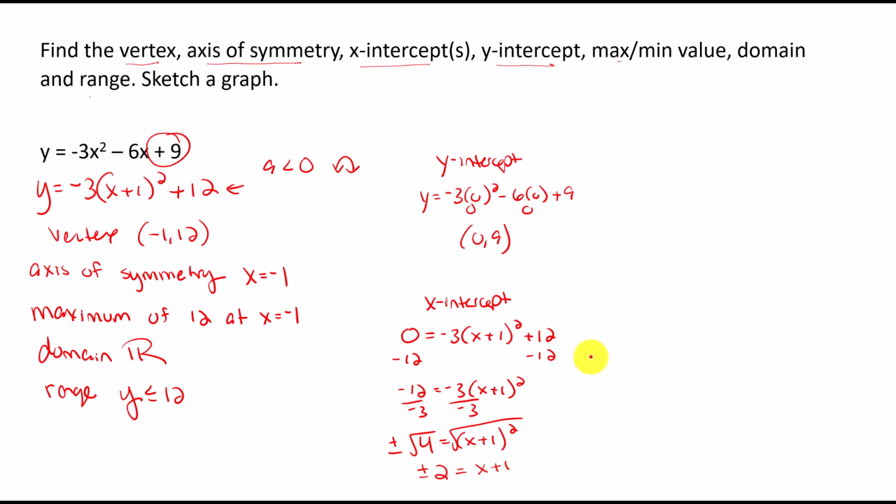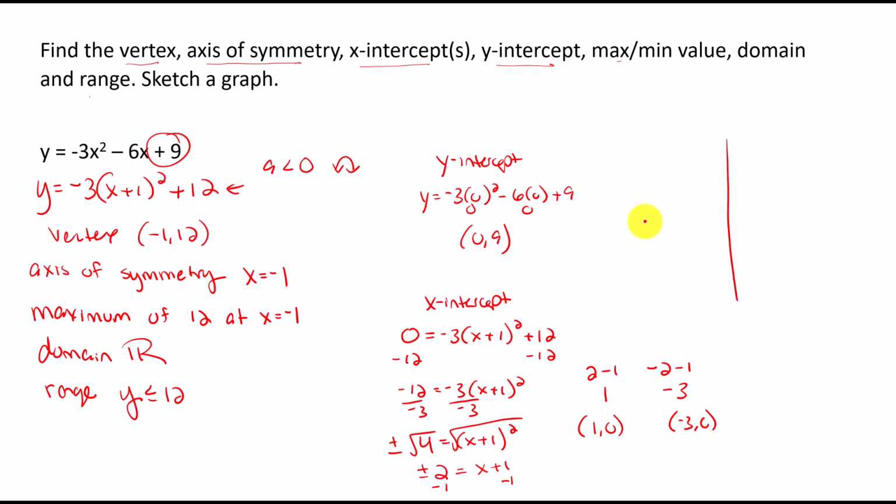So this is going to be plus or minus 2 equals x plus 1. And so what I'm going to have is I'm going to move this 1, and I'm going to have 2 minus 1, and I'm going to have -2 minus 1. So we're going to get 1 and -3. But remember to write those as coordinates. This is going to be 1, 0, because y was 0, and -3, 0.